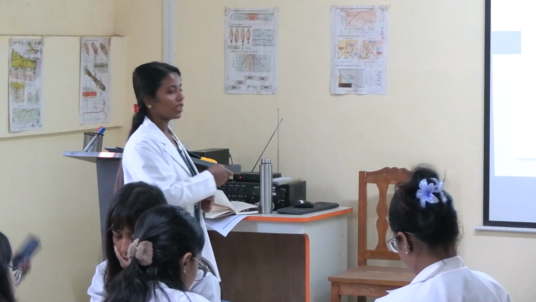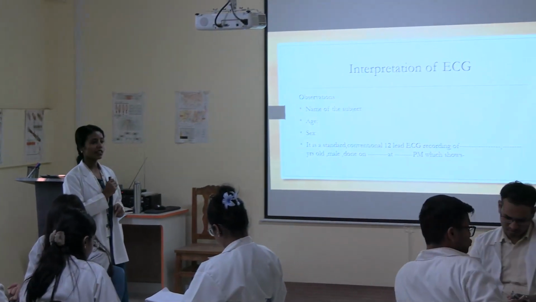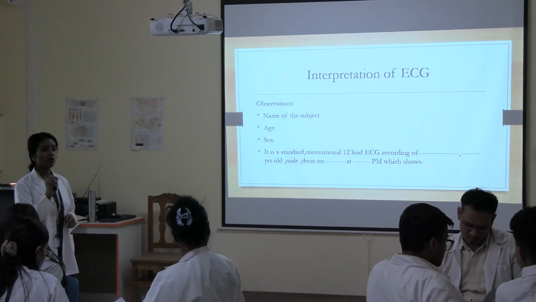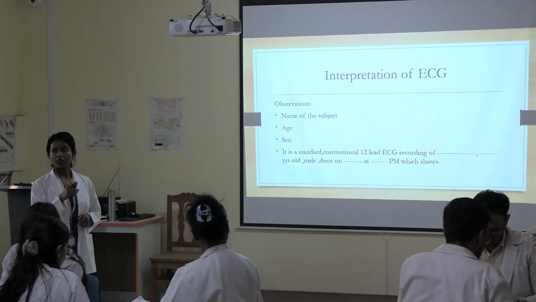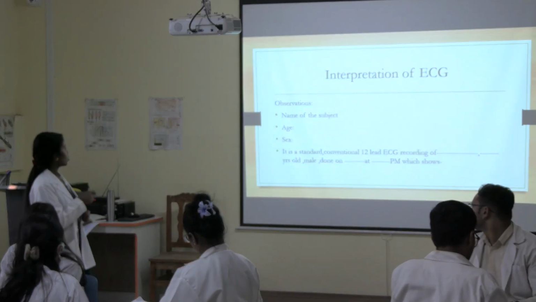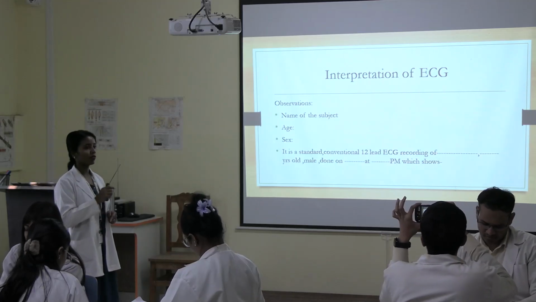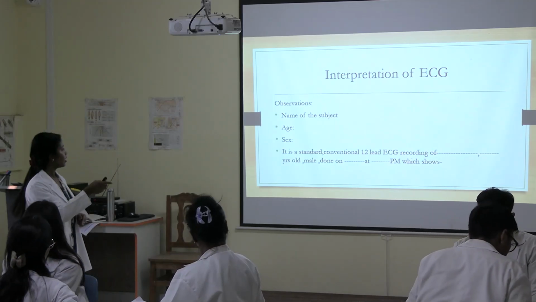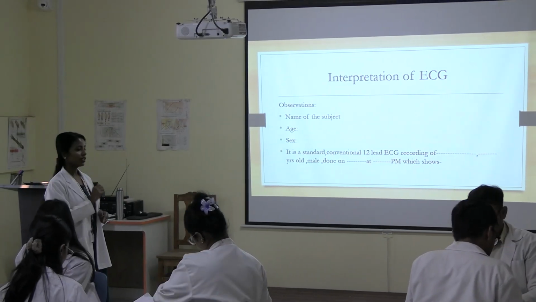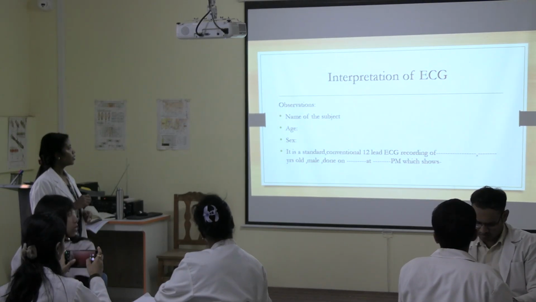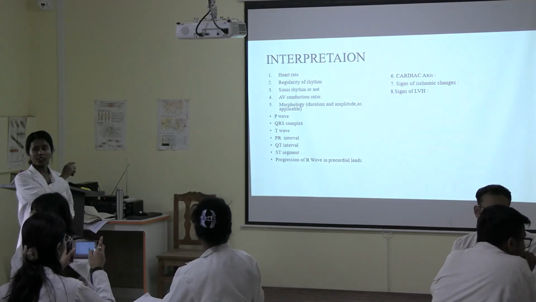So in the observation in your copy, you are going to write the name of the subject, then age, then sex. Then the time when it was recorded. So we are going to write: this is a standard conventional 12 lead ECG recording of his name, 22 years old, done on this date, at 3:20 p.m., which shows. Okay, so these are the headings you have to mention.